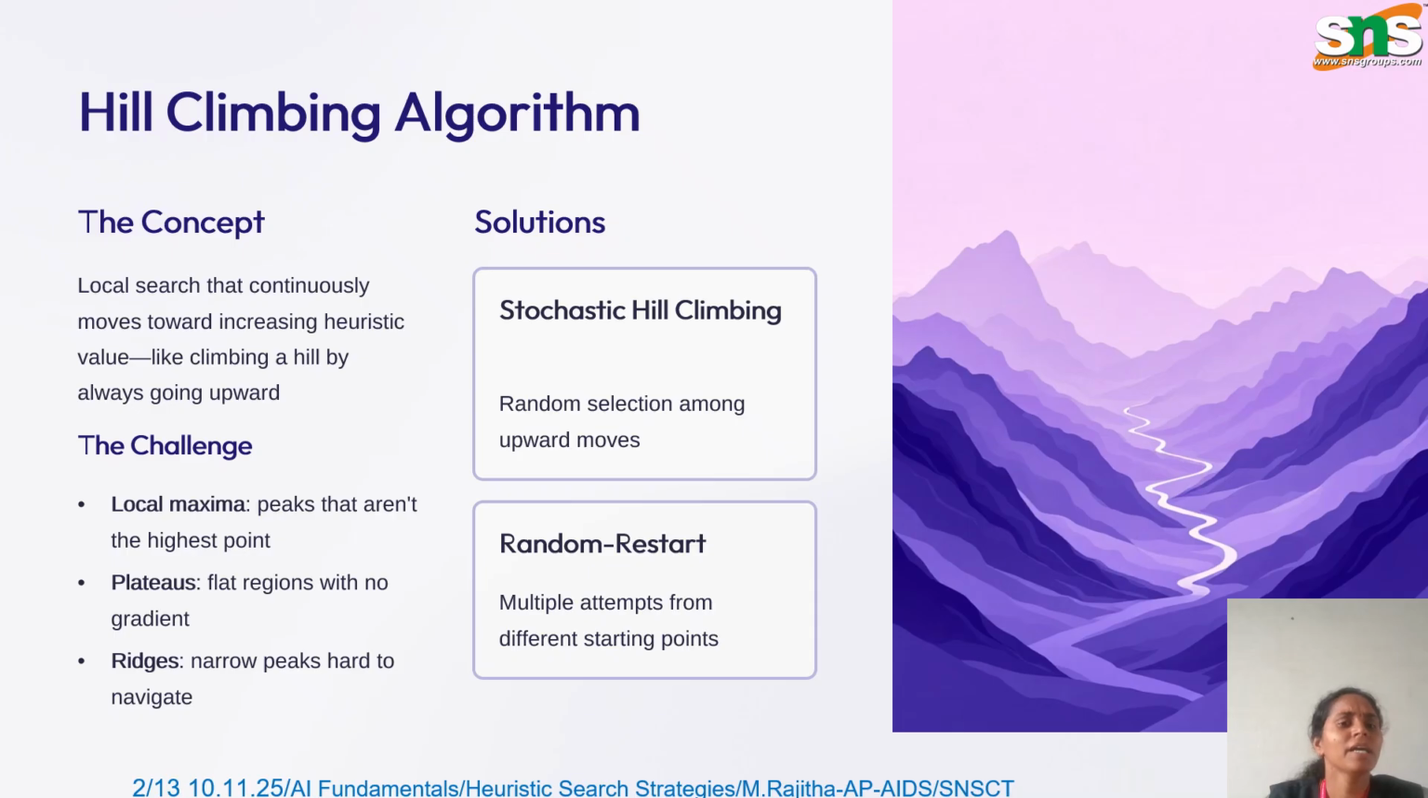Hill climbing algorithm. Hill climbing works like climbing a hill, always moving upward to reach the peak. It continuously picks the move that increases the heuristic value. However, it faces challenges like getting stuck at local maxima, ridges, and flat areas. To overcome this, methods like stochastic hill climbing and random restart are used. These help the algorithm escape traps and try again from a new position.